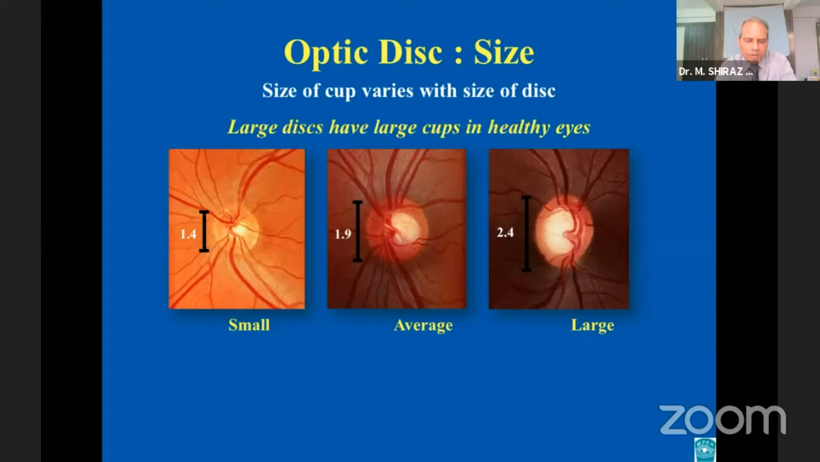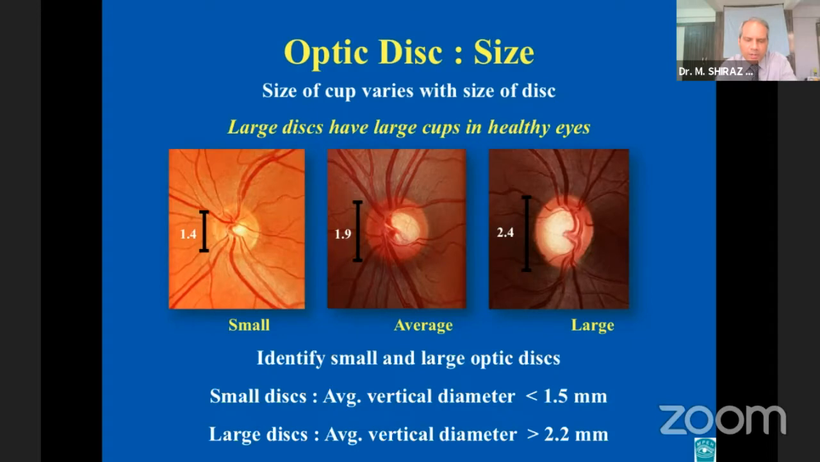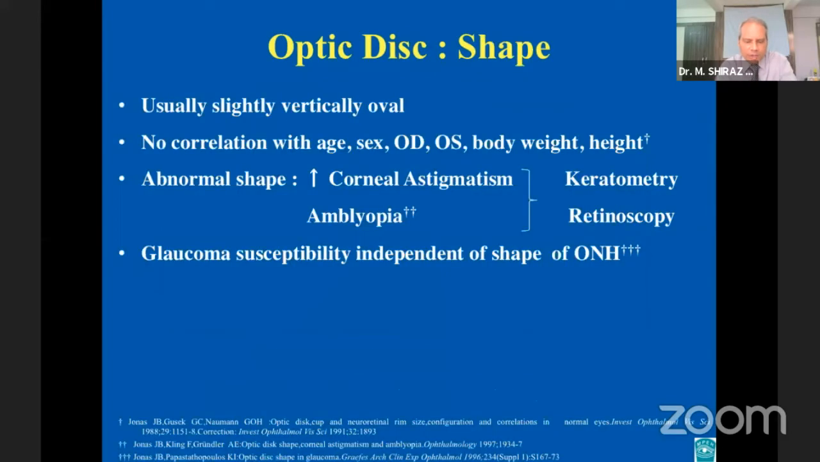So initially, it is very important to determine the size of the optic disc. Small optic discs have an average vertical diameter of less than 1.5 millimeters, and large optic discs have an average vertical diameter of more than 2.2 millimeters. The optic disc has a slightly vertically oval form, the vertical diameter being about 7 to 10% larger than the horizontal diameter. The shape of the optic disc is not correlated with age, gender, laterality of eye, body weight, and height. An abnormal optic disc shape is significantly correlated with increased corneal astigmatism and amblyopia, and glaucoma susceptibility is independent of the shape of the optic nerve head.